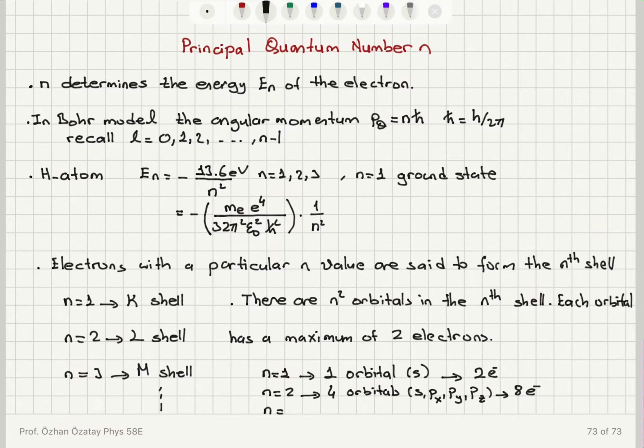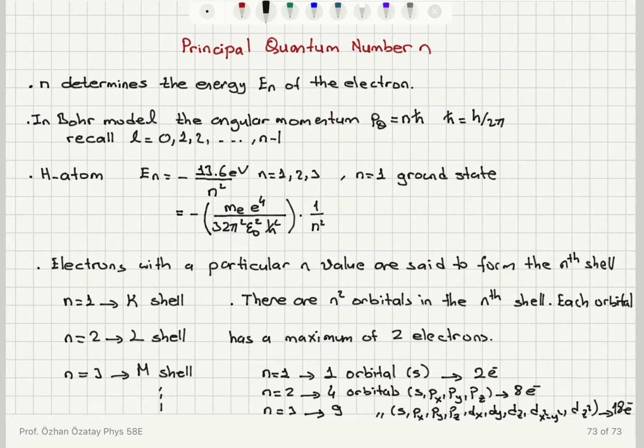n equals 3 has 9 orbitals. So these are s, px, py, pz, dxy, dyz, dxz, dx squared minus y squared, and dz squared. And because we have 9 times 2, a maximum of 18 electrons can be hosted.